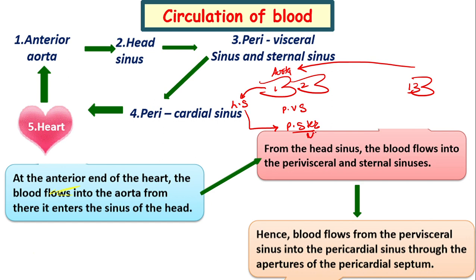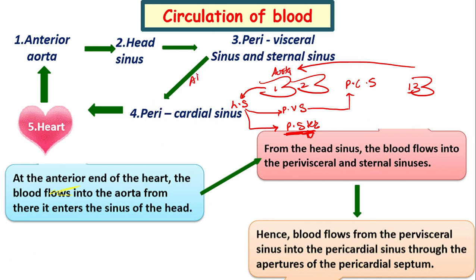On the ventral side, what do you have? The sternum, the sternal sclerite. So this is named the peristernal sinus. From the head sinus, blood can enter into the perivisceral sinus or the peristernal sinus. After that, what will happen? When the alary muscle contracts, the blood from the perivisceral sinus is going to enter into the pericardial sinus.